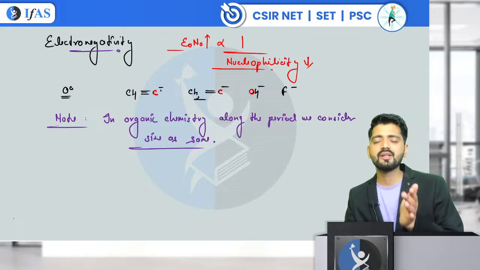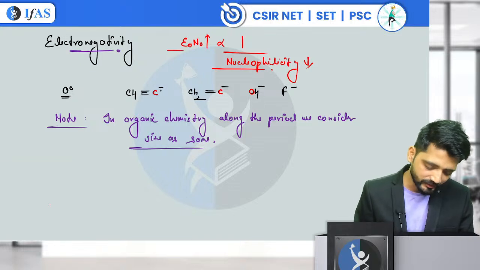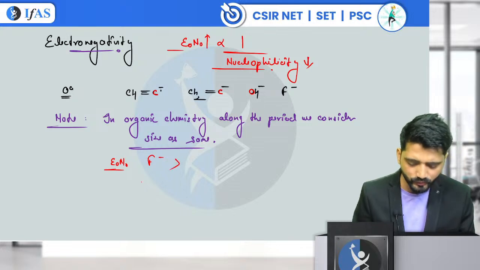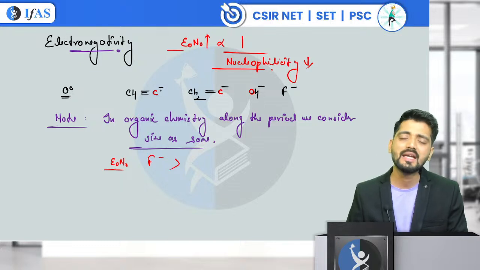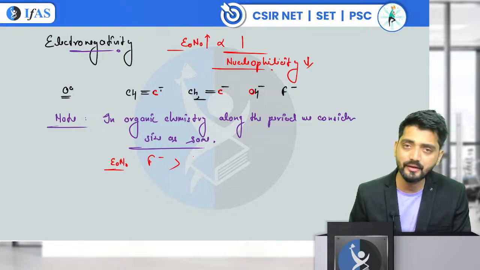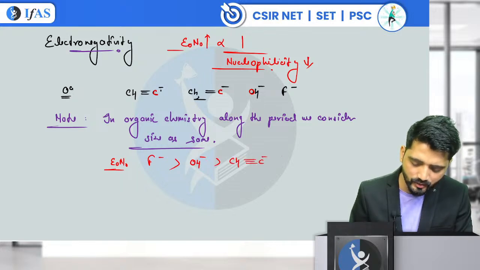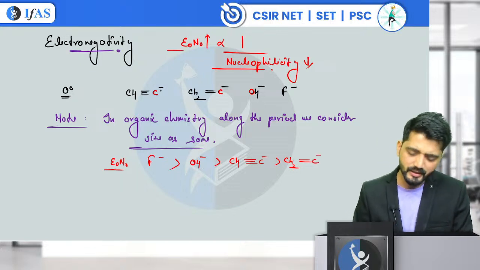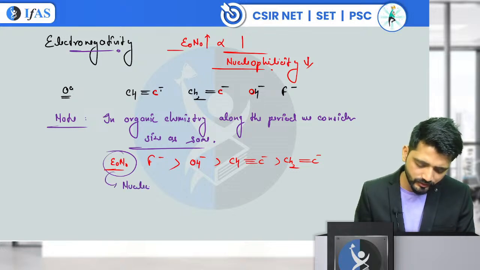It means along the period, the factor which is very important is your electronegativity. Now, since the size factor is same, we need to arrange these four anions into the electronegativity order. You must know that fluorine is the most electronegative element in the whole periodic table. So F minus is going to be first if we compare the electronegativity. Then comes OH minus, then comes the C≡C minus, and then comes CH2=CH minus. Correct? This is the order for electronegativity. So what will be the order for nucleophilicity? Very easy. We can just simply reverse this order.